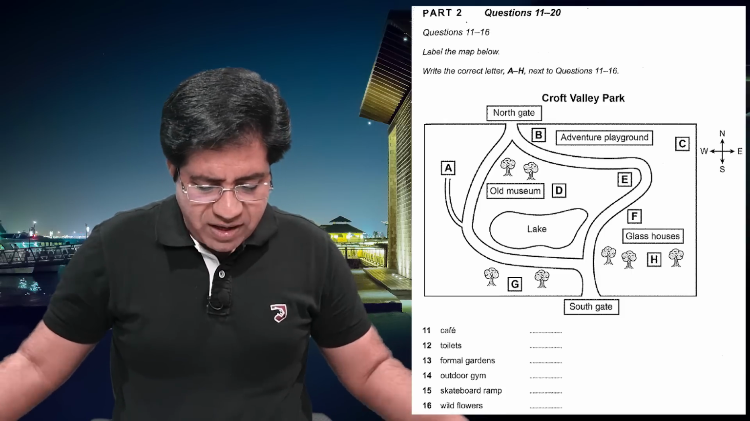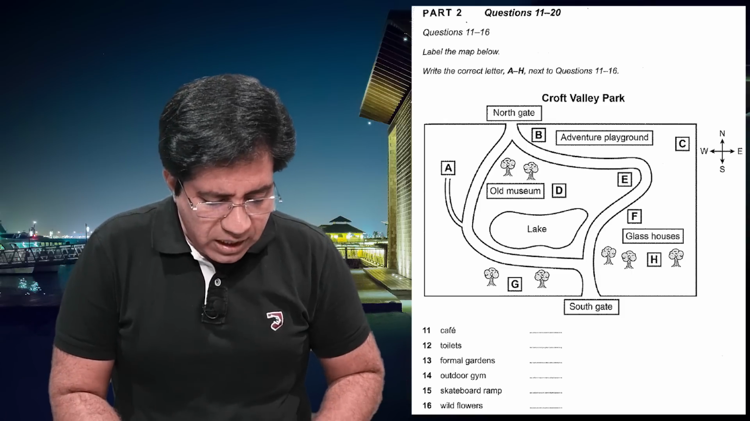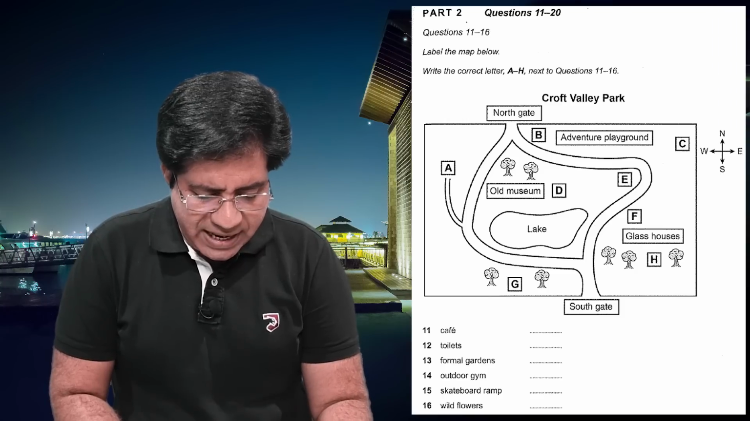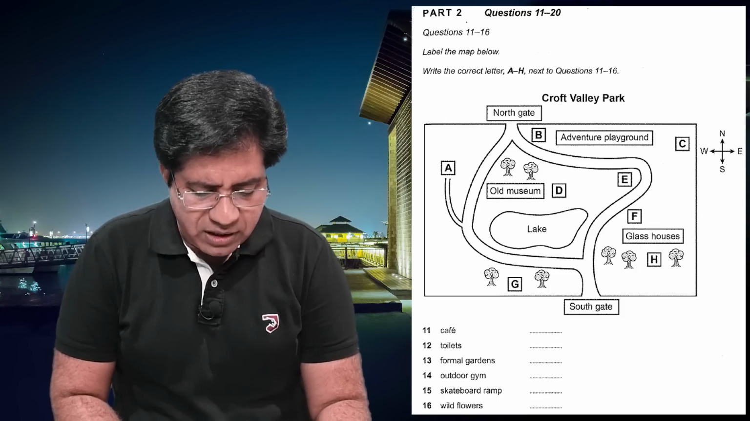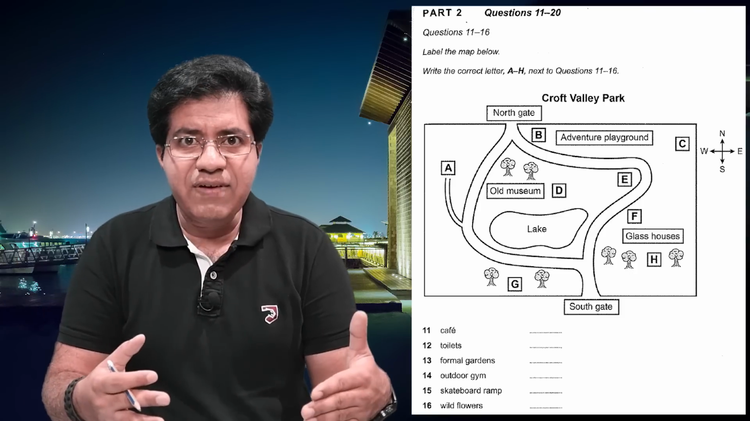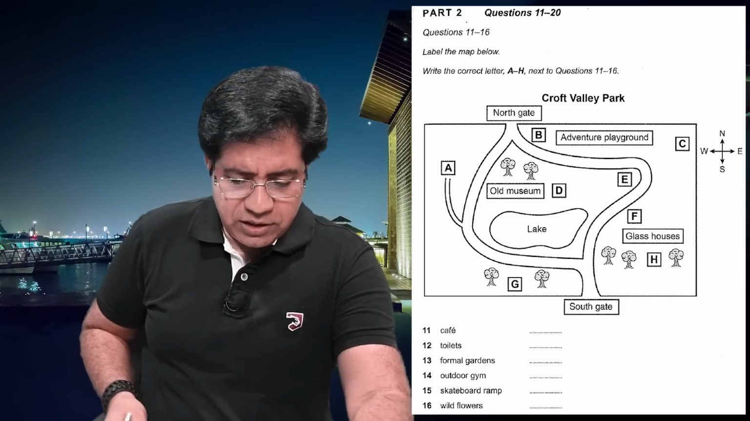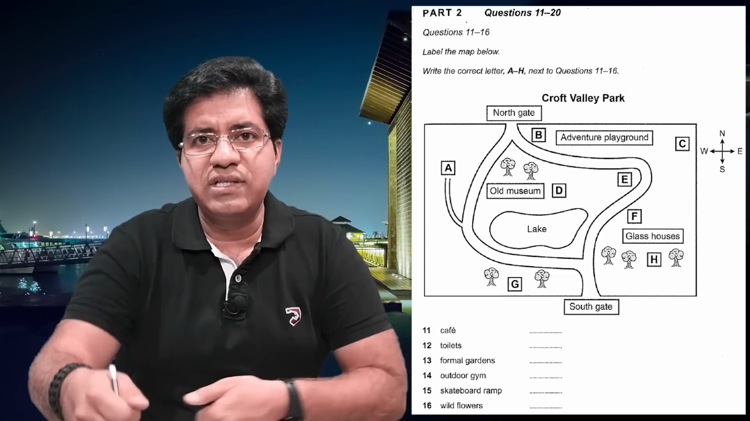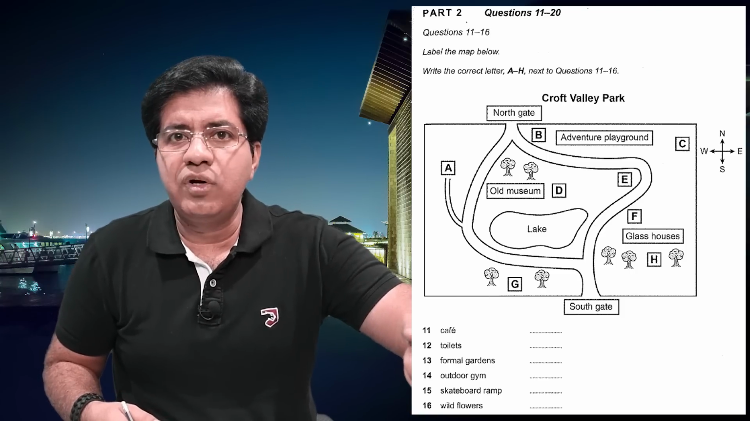So you can see adventure playground. If they take you to adventure playground, if you just enter from the north gate, it is on your... I mean, they will not give any reference that you have to move. You say, okay, north gate is there, I twist the map. You don't have to twist or turn the map.